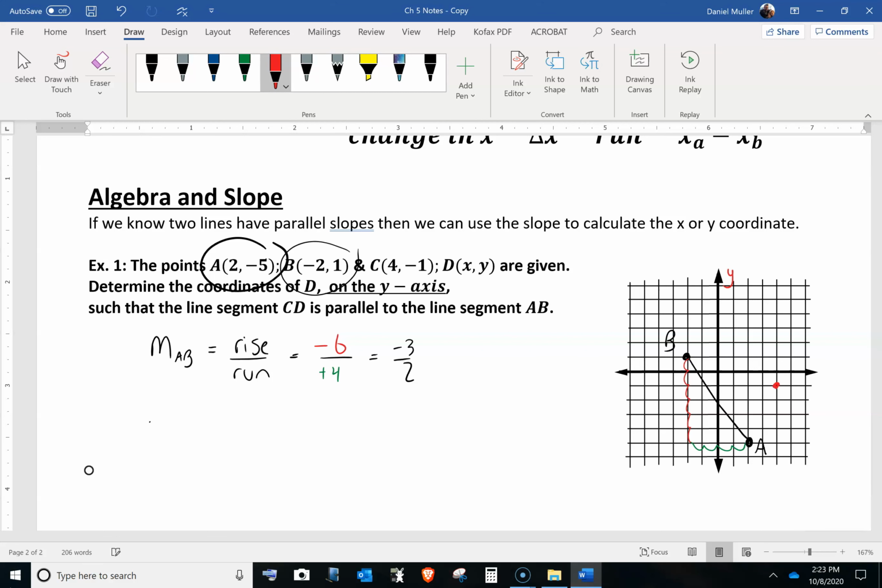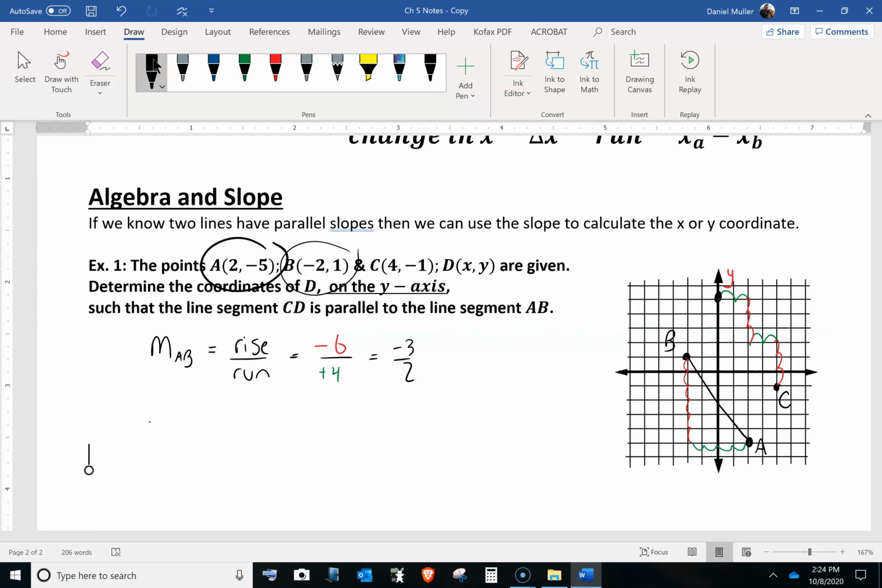So this is C. Whoops. So C is going to be right there. And I want to make sure it has a slope of 3 over 2. Up 3 over 2. So I'm going to do that. Up 3 over 2. So if I ended there, those lines would be parallel. But it's not on the y-axis. So I'll keep going. Up 3 over 2. And there you have it. It lands right on there.